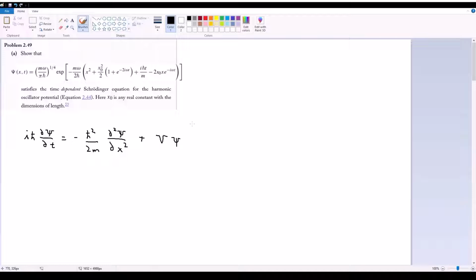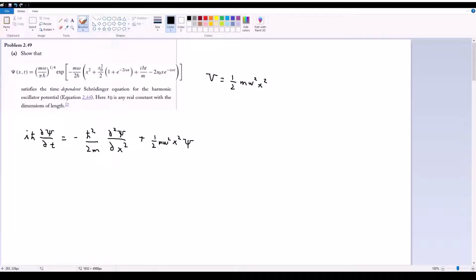Now, for a harmonic oscillator, we have V being equivalent to 1/2 m omega squared x squared. So if we plug that in here as 1/2 m omega squared x squared multiplied by psi. And then now we want to show that this wave function that we've been given satisfies this. So all this is for part A is a matter of plugging this into the Schrodinger equation and verifying that this is actually correct.